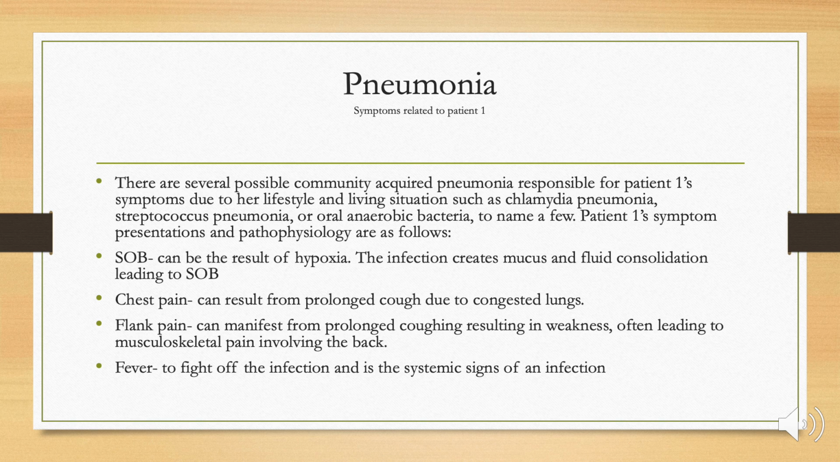Shortness of breath can be the result of hypoxia. The infection causes mucus and fluid consolidation leading to shortness of breath. Chest pain can result from prolonged cough due to congested lungs. Flank pain can manifest from prolonged cough and result in weakness, often leading to musculoskeletal pain involving the back. Fever is to fight off the infection and is one of the systemic signs of an infection.